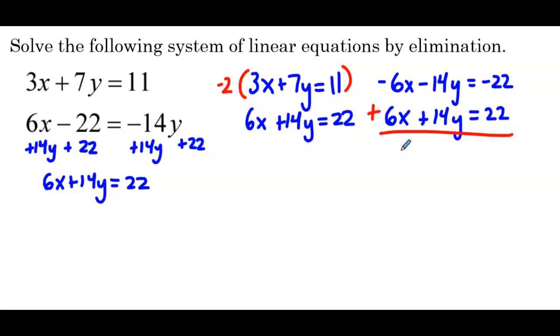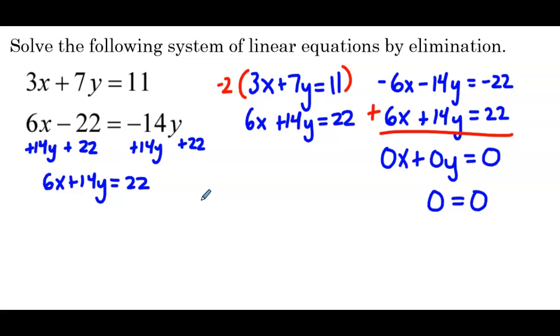Now we can add these two equations together, and we would get 0x plus 0y equals 0, which 0x and 0y are really just 0. So 0 equals 0. Well, 0 always equals 0. So what does that mean? Well, that tells us that these two lines are the same line. If we were to graph them, they would look identical.